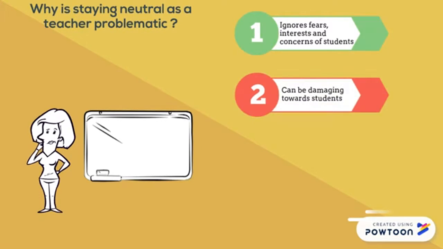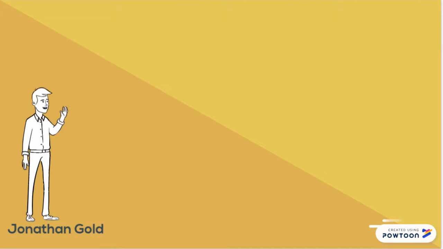On top of this, staying neutral can also be damaging towards students. As teachers, we make choices on what content we include and exclude, and what perspectives are included and which ones are disregarded. Because of this, objectivity is practically impossible. Trying to maintain a sense of objectivity in an occupation that doesn't really endorse it can hinder our students' moral development.